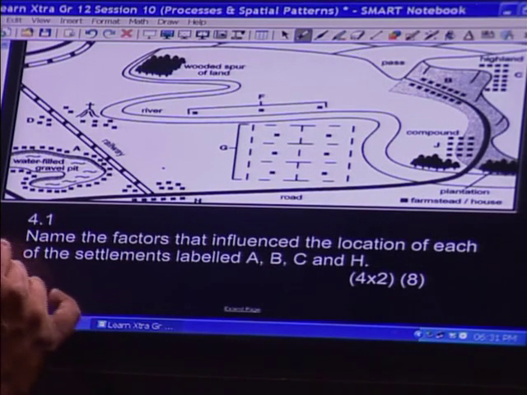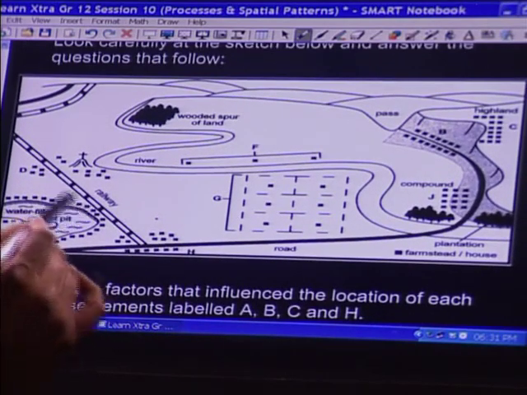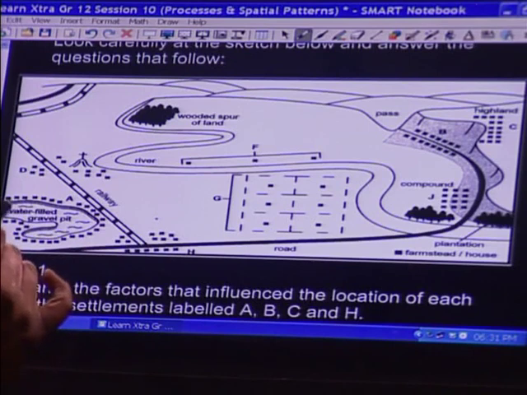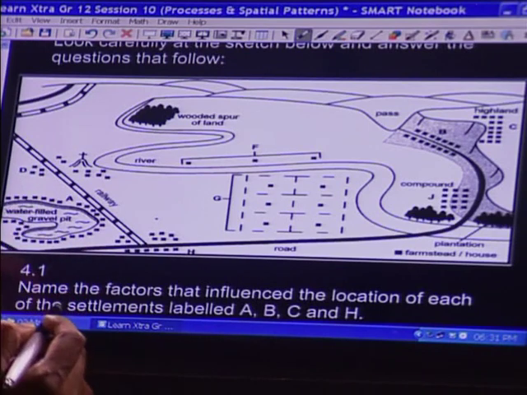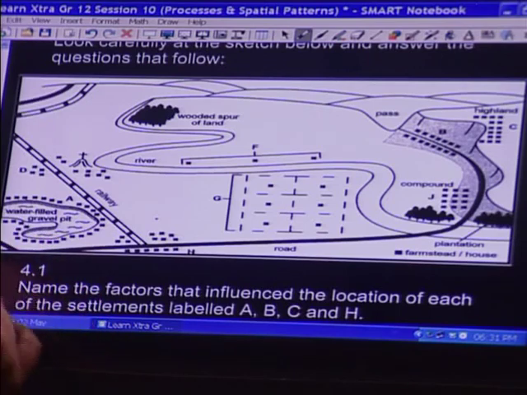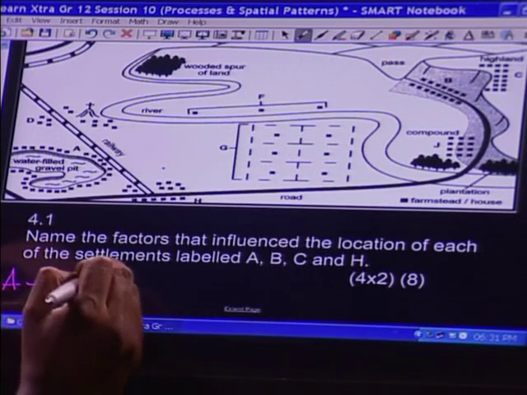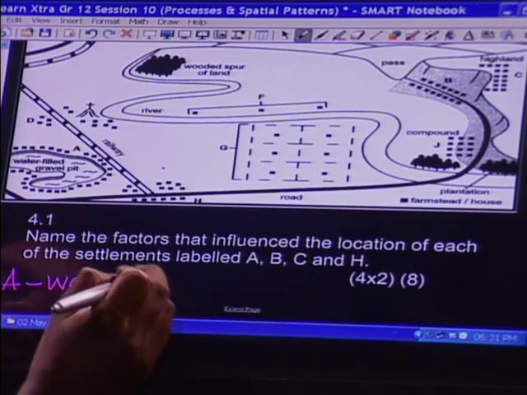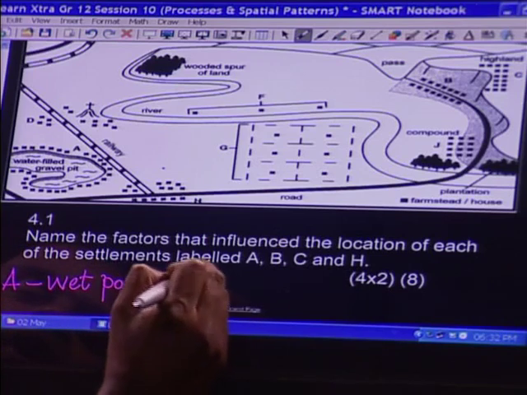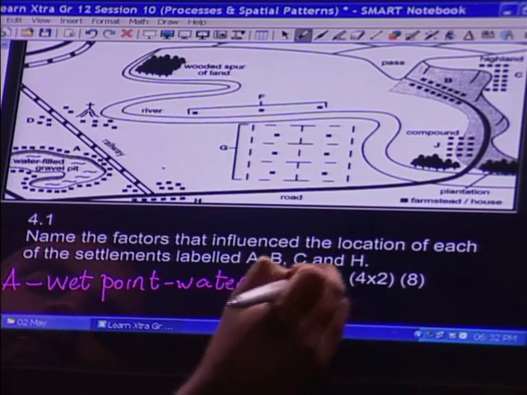Let's get them down. A, firstly. It is glaring that this particular settlement is a wet point settlement as it is located around the waterfall gravel pit. So for settlement A, the factor that influenced it is wet point, which in this case is an example of a water-filled gravel pit.